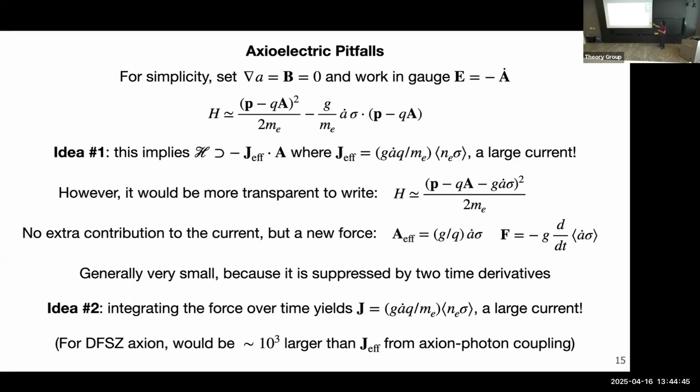And so that means that the force on the electron is going to be minus G times the time derivative of its expectation value of A dot times sigma, where A dot is the axion effective field at the particle's location, and sigma is the particle spin orientation. So that is what this thing actually does. It gives you this extra force. But unfortunately, this force is generically very, very small.